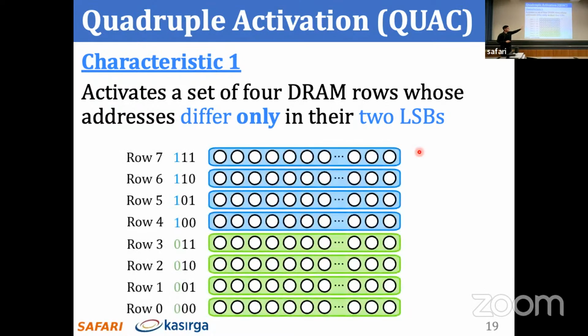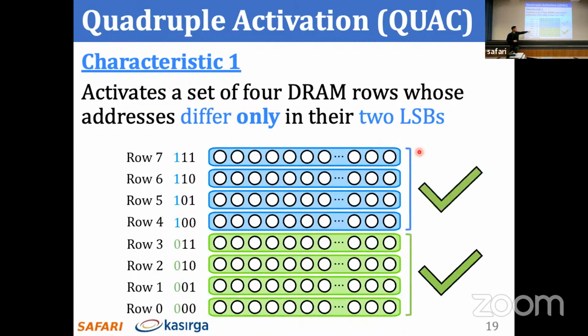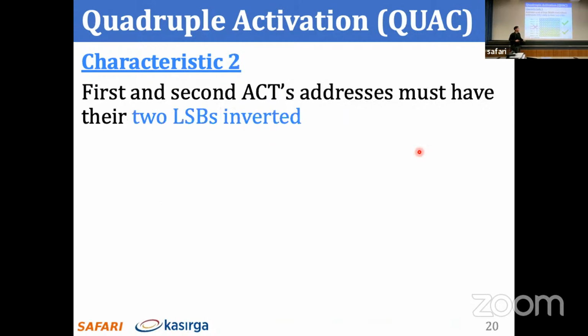And to explain this, I have a figure here. You see 2 sets of rows here, rows 0 through 3 and 4 through 7, and the least significant 3 bits of their addresses. So QUAC can only activate the set of DRAM rows with the same color in this figure, but it cannot activate these sets of rows at the same time because their third least significant bits differ here, 0 to 1.